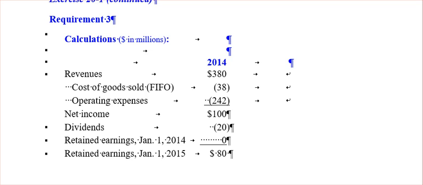Okay, so in requirement 3 here, the requirement was for us to determine the balance of retained earnings at 2015 as they previously reported using the FIFO method. So they basically want you to go through and say, what would this statement have looked like using the FIFO method? So that's all it is, plugging in numbers there.